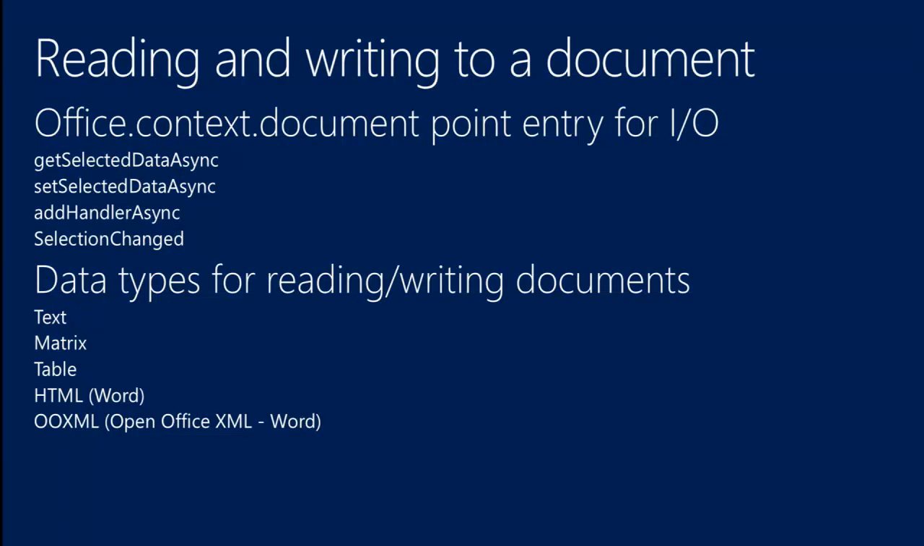Yep. And some of those data types that come back: we have text, which is just regular string data, and matrix and table when we're dealing with multi-dimensional data. We also have HTML data in Word, so if you're creating documents from within an app in Word, doing document assembly and things like that, you might be looking at HTML. You might also be looking at Office Open XML, specifically with Word.